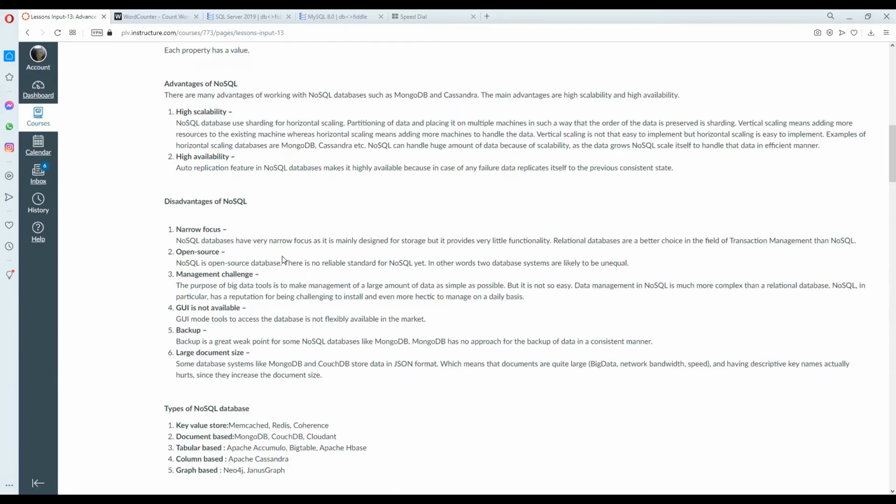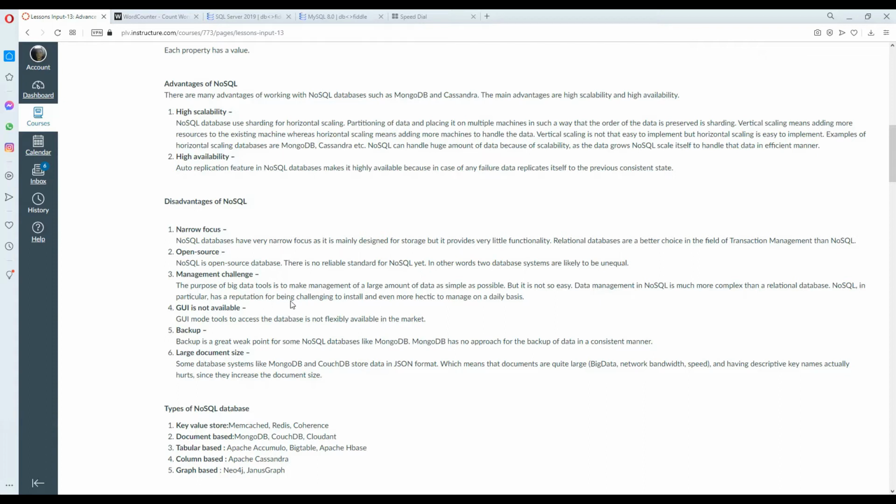First, narrow focus. It is mainly designed for storage, but it provides very little functionality. Relational databases are a better choice in the field of transaction management than NoSQL. Next, open source. There's no reliable standard for NoSQL. In other words, two database systems are likely to be unequal.